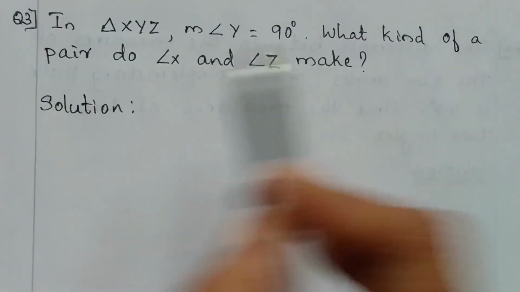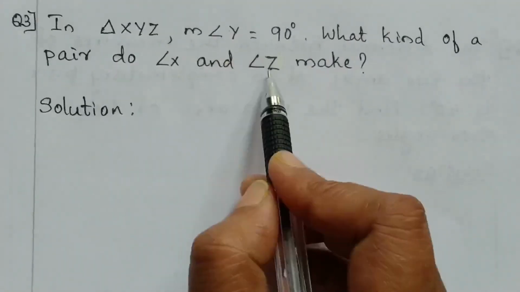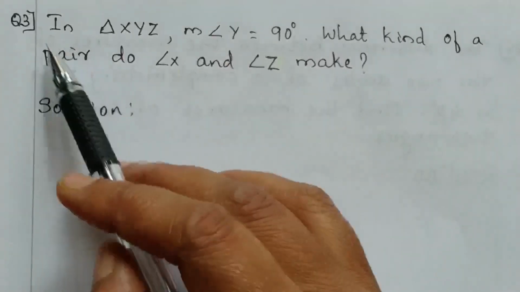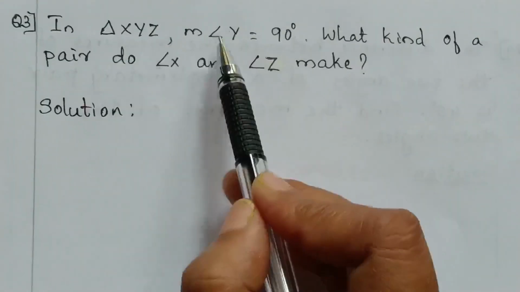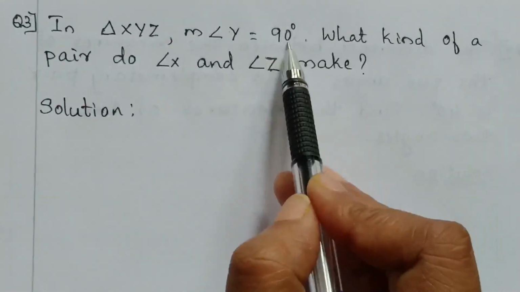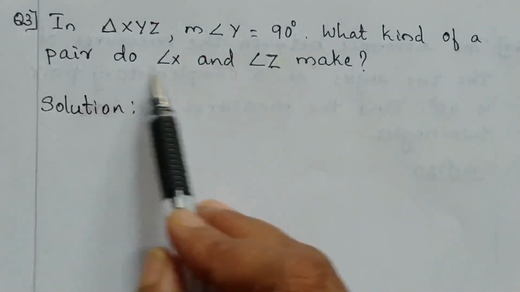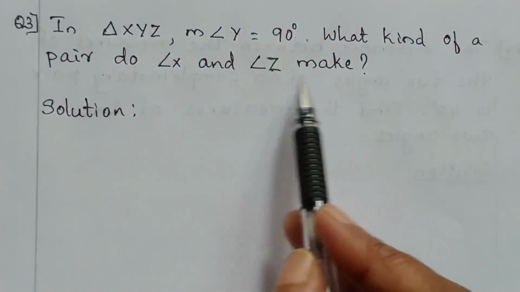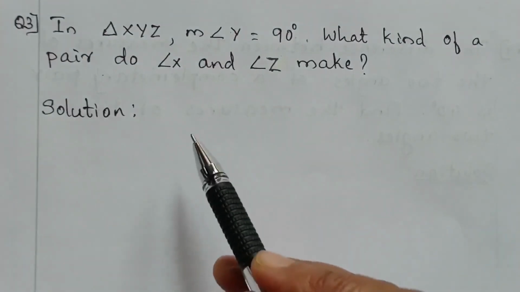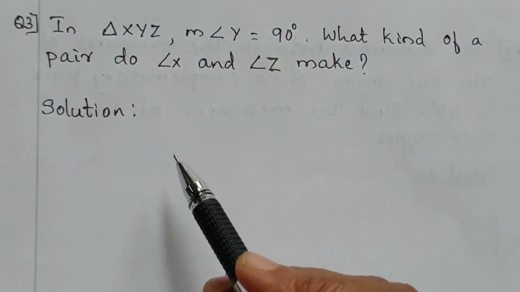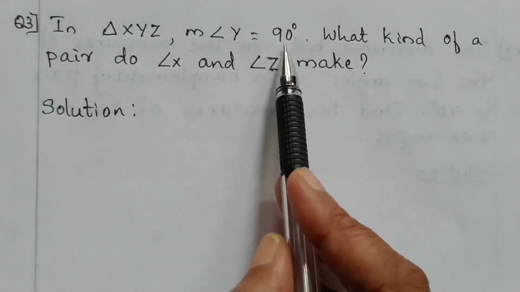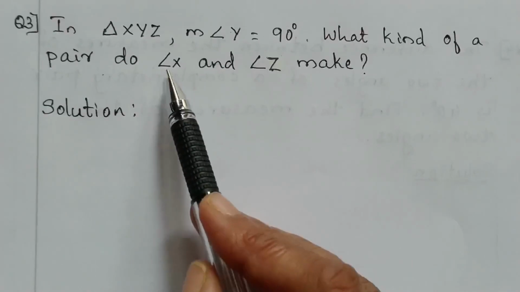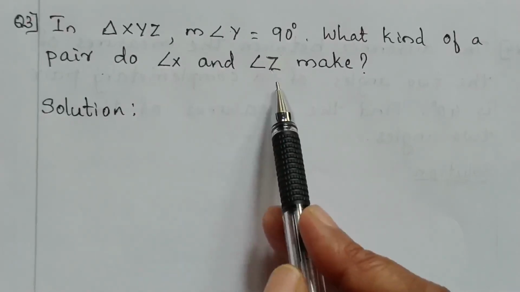The third question, in triangle XYZ, measure angle Y is 90 degree. What kind of a pair do angle X and angle Z make? I repeat the question. In triangle XYZ, measure angle Y is 90 degree. What kind of a pair do angle X and angle Z make? We know that the sum of the angles of a triangle is 180 degree. One angle is given as 90 degree. So let's see what type of angles do angle X and angle Z make.